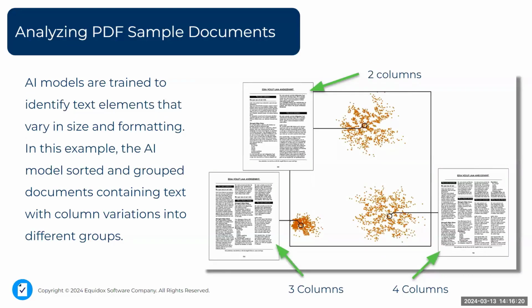In this example, you can see there are different multi-column text layouts that the AI will use to recognize different pages and group them together appropriately. The AI will also pick up on font styles, sizes, and colors to help establish the tags on the page.